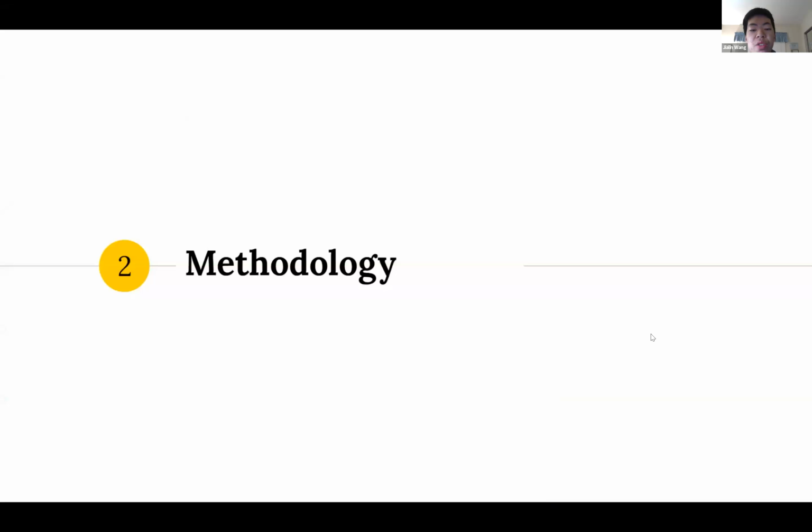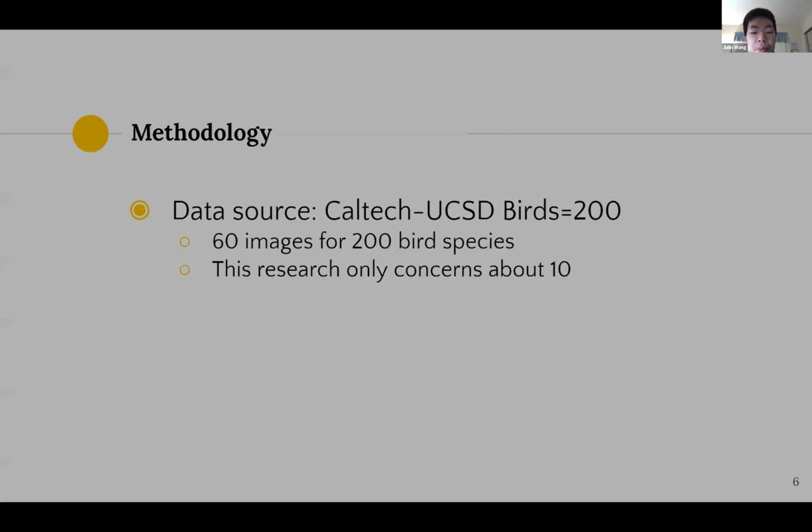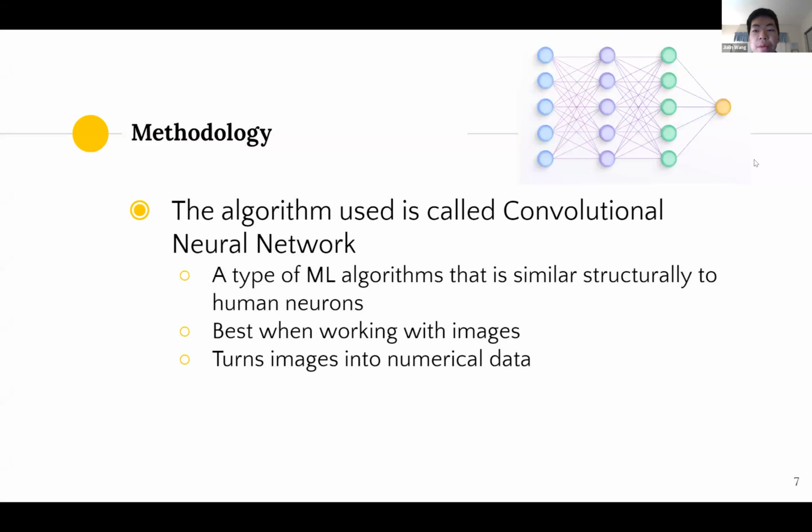And now let's move on to the methodology of this research. The data source is a database called Caltech UCSD Birds 200, which includes about 60 images for 200 species of birds. For the sake of simplicity, this research is only concerned with the 10 species that were previously mentioned. And before we move on, let's have a crash course on what exactly a convolutional neural network is.